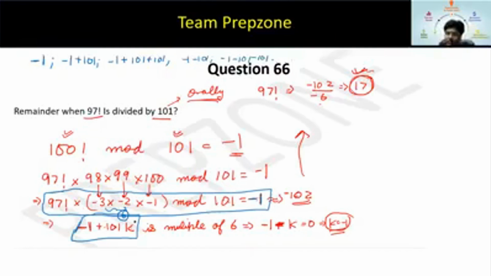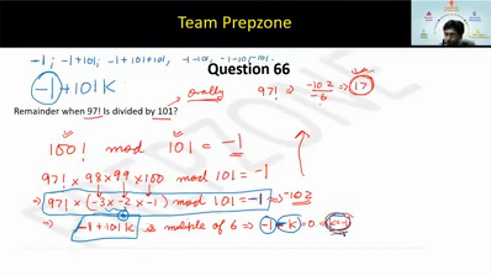-1 plus 101k, right? And this should be a multiple of 6. So -1 plus 101k should be a multiple of 6. Now dividing it by 6, the remainder when I divide -1 by 6 is -1. The remainder when I divide 101 by 6 is -1. The remainder when I divide k by 6 is k. This comes out to be -k. Because it is a multiple, the remainder is 0. This becomes k equal to -1.